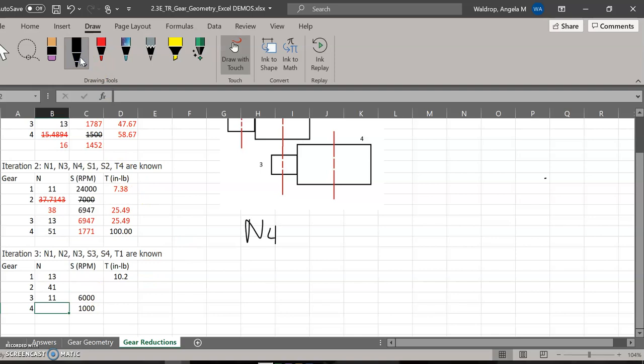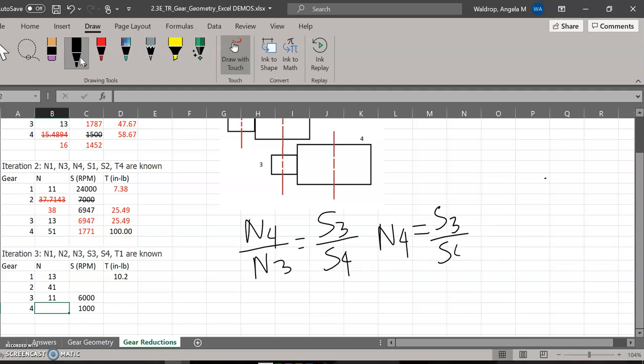So if I go ahead and write my equation down, N4 over N3 is going to be equal to S3 over S4. And I solve for that. I have S3 over S4 times N3. Go ahead and put that in there for me. And you can see that I already have it crossed out because I know it's going to round it. So I'm going to go ahead and do this times N3. There we go.